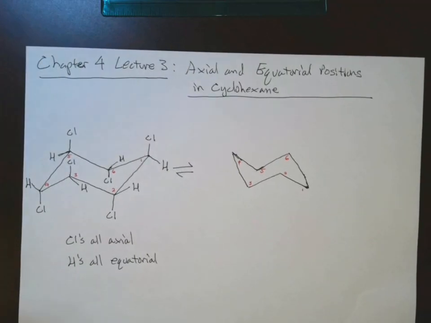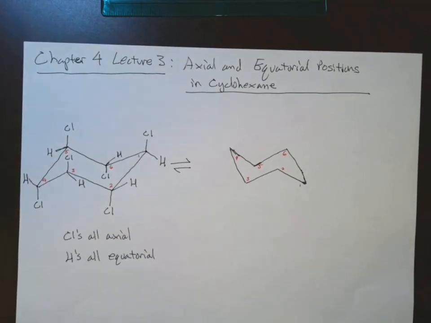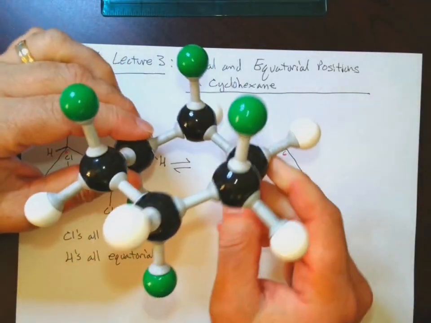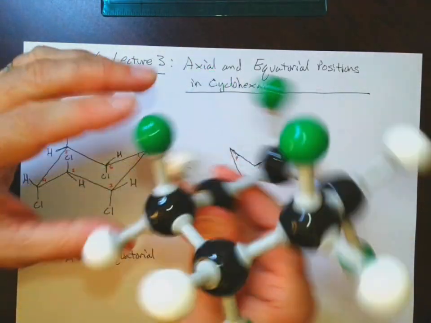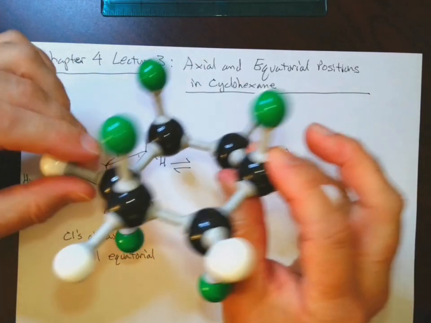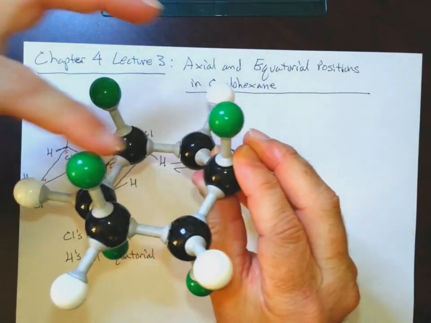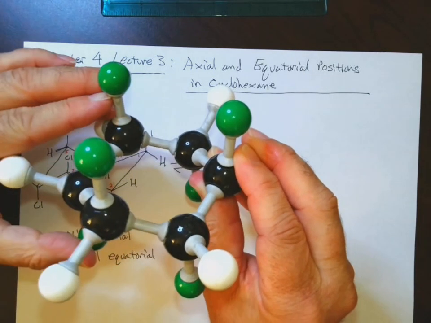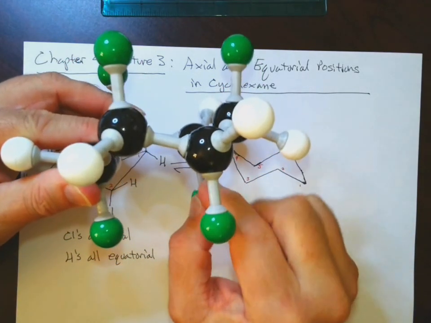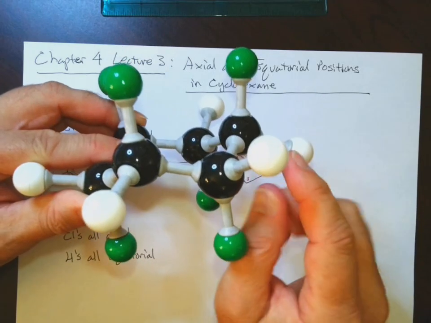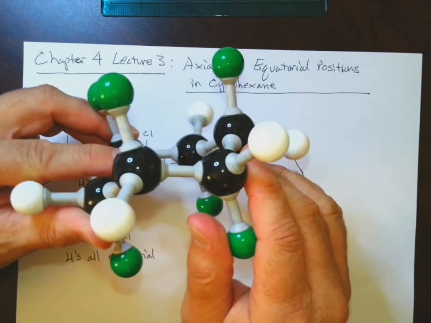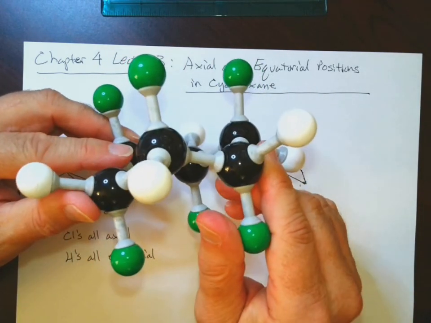What does this look like in a model? Well, I built this model in the modeling lab to show you guys. Here it is. Okay, let me spin this around here. There we go. So I have chlorines pointing up on carbons 1, 3, and 5. Chlorines pointing down on carbons 2, 4, and 6. And then my equatorial hydrogens.